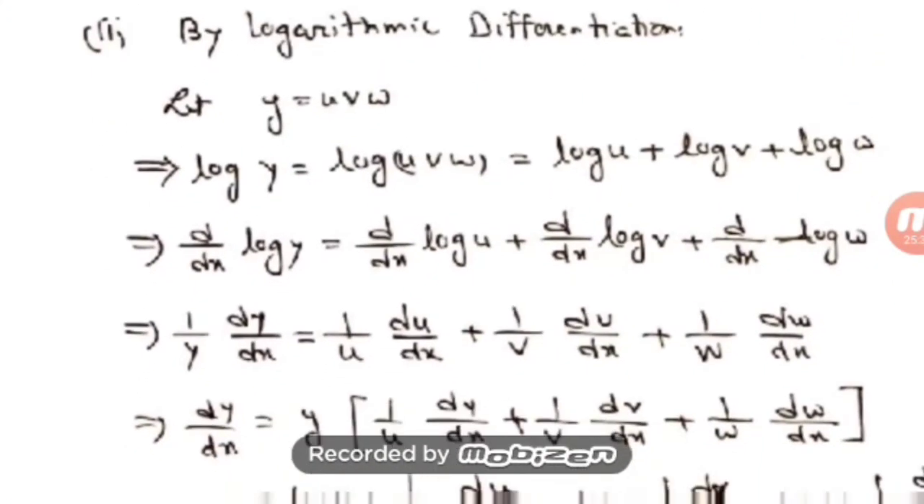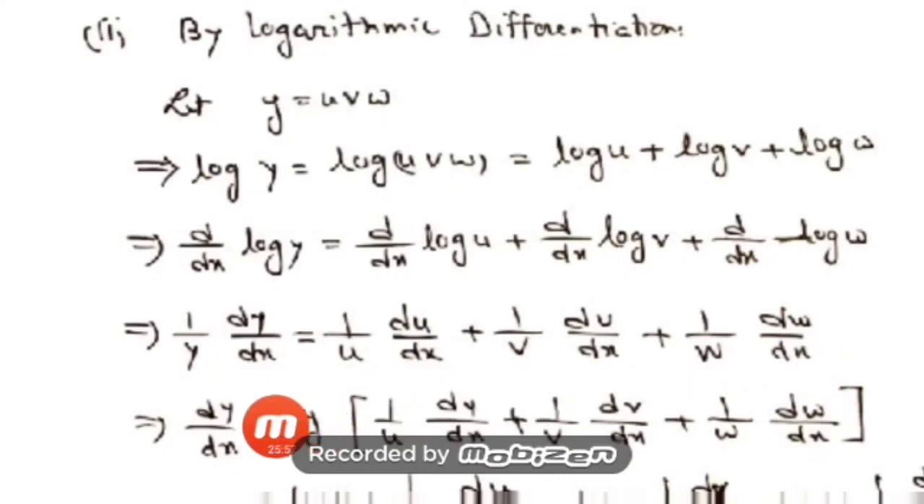Then I will do the same question by using logarithmic differentiation. So y is equal to uvw, take log on both sides. Taking logarithm, the product can be written as a sum. Now after simplification, take d/dx on both sides. d/dx of log y is equal to d/dx of log of u plus d/dx of log of v plus d/dx of log of w. Taking differentiation, 1 by y dy/dx, 1 by u du/dx, 1 by v dv/dx, 1 by w dw/dx.